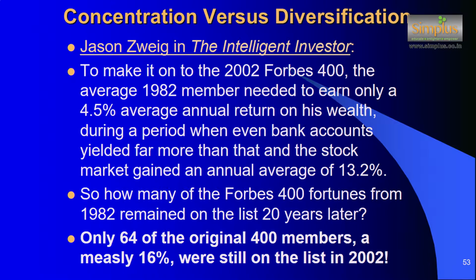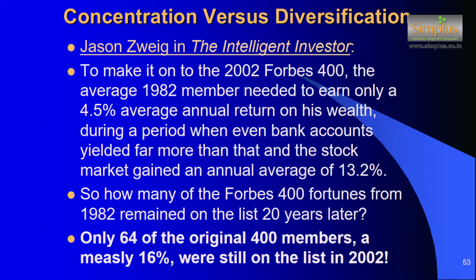If somebody had to remain on that list in 20 years, the average 1982 member needed to earn only a 4.5% average annual return on his wealth during a period when even bank accounts yielded far more than that, and the stock market gained an annual average of 13.2%. I am on the list in 1982. What should I do to continue to be on the list 20 years later? I must put my investments in any avenues that give me 4.5% annually, which in that period was supremely easy.